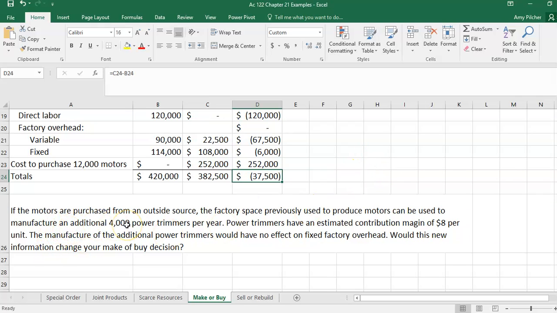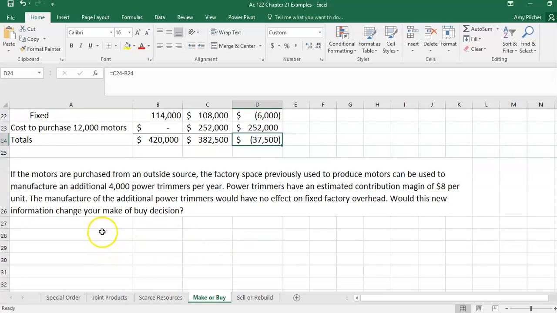Now we see that if we purchase them from an outside source, the factory space previously used to produce motors can be used to manufacture an additional 4,000 power trimmers per year. Power trimmers have an estimated contribution margin of $8 per unit, and the manufacture of additional power trimmers would have no effect on fixed factory overhead. Does this change our make or buy decision?